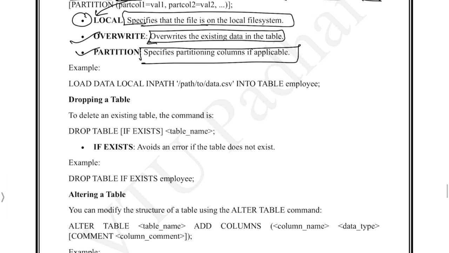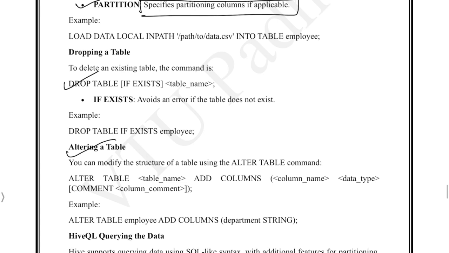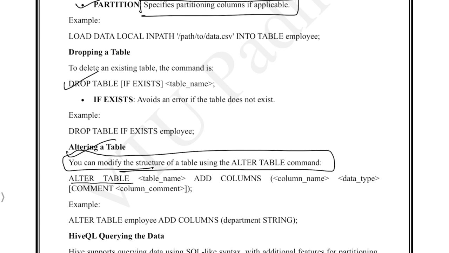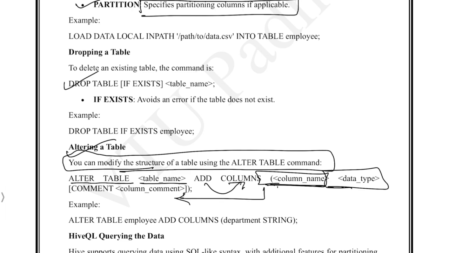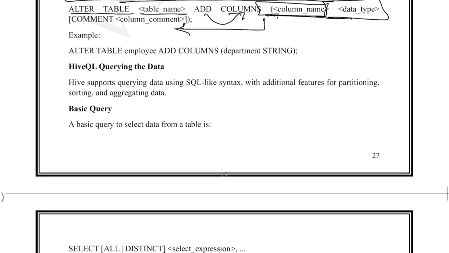Next, dropping a data table. That means if you want to drop a table, just drop it. If you want to alter a table, in the sense if you want to add a column, you write alter table, table name, add column. With the column name, you mention the data type and then you comment it. Comment in the sense add a description, like what the new entity is all about. Next is Hive querying the data.